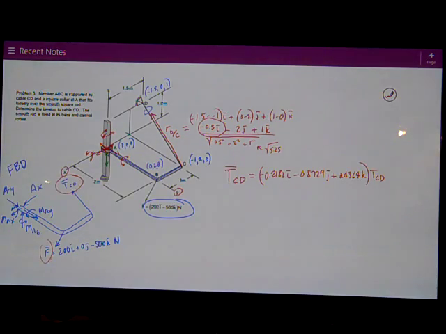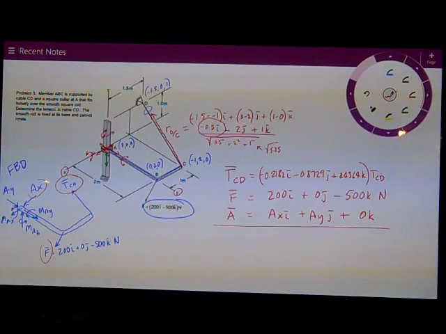Then I've got the force applied, F, which is just 200i plus 0j minus 500k. Everything's in newtons. Then I have the forces at A. Well, I don't have an AZ, but I do have an AX i and an AY j, 0 in the k. And that's all my forces.